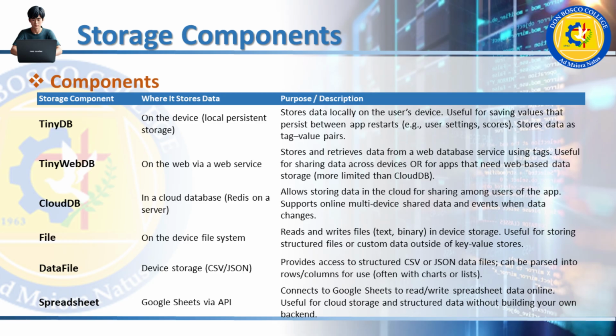File provides access to the device's file system, allowing apps to read and write text or binary files. It is useful for storing structured files or custom data outside of key-value stores. Datafile gives access to structured CSV or JSON files on the device, which can be parsed into rows and columns for use in apps, often for charts or lists. Finally, Spreadsheet connects to Google Sheets via API to read and write spreadsheet data online, providing cloud storage and structured data without the need to build a custom backend.